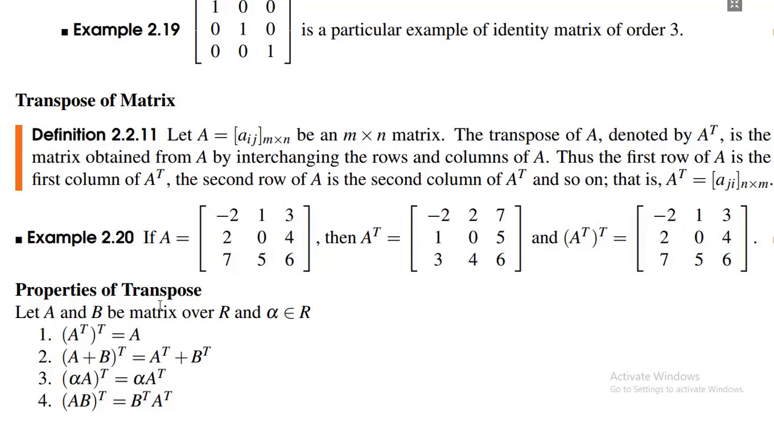Properties: let A and B be matrices over the real numbers R, and alpha is an element of the real numbers. Then one, (A transpose) transpose is the same as A.